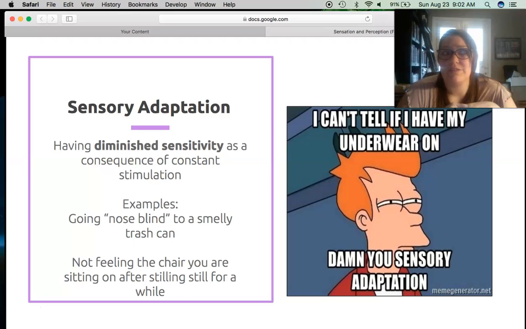Another example, sitting in a chair when you've been sitting still for a while. We can't always feel chairs underneath us. And this is because of sensory adaptation. Our brain just doesn't want to process all this information constantly. It has other stuff to do. Our brains are busy. So sensory adaptation helps us get used to constant stimulation, but our brain doesn't have to pay attention to it as much.